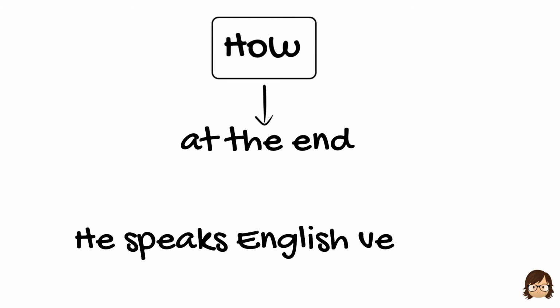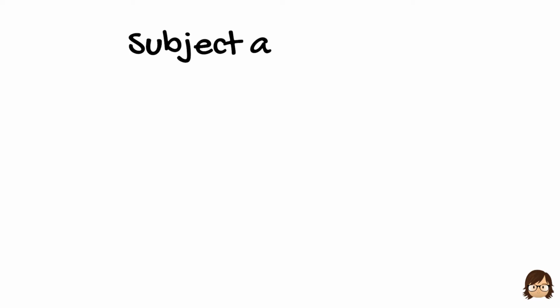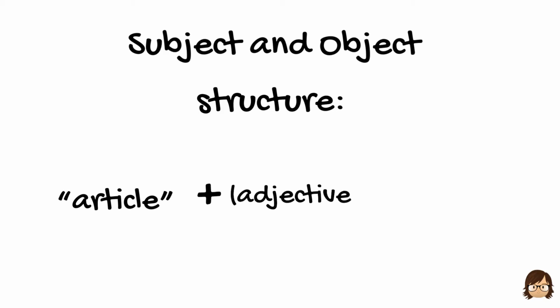If we want to say how the action occurs, we put it at the end of the sentence. For example, he speaks English very well. Something more to know. A subject and an object can have this structure: an article plus adjective plus noun.